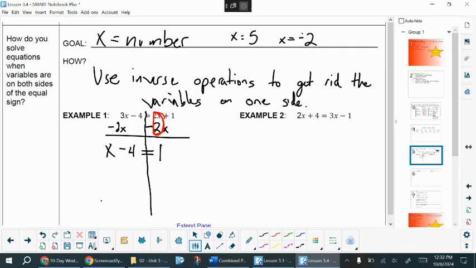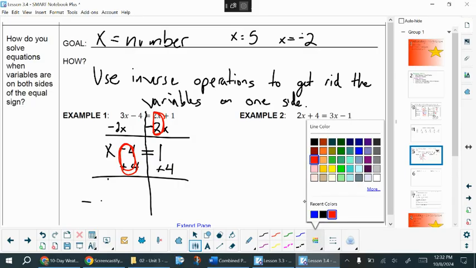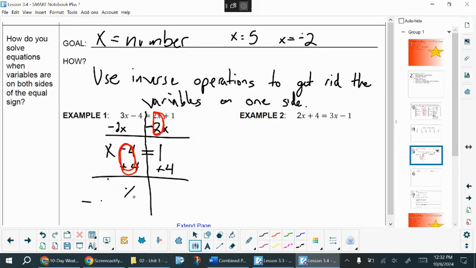Now I'm right back to something that I really am comfortable with. I've got just one more step to do on this equation. x minus 4 equals 1. If I see a minus 4, I'm going to do plus 4. That negative 4 plus 4 gives me my 0. And I'm down to x equals 5 as my solution to that equation.